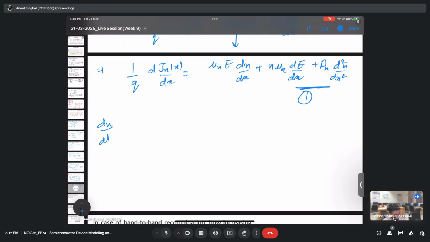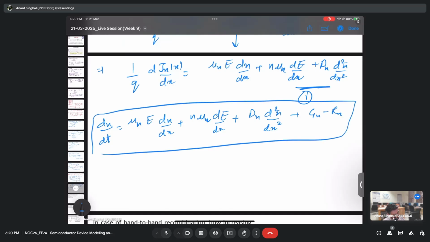and it will come out to be dn over dt is mu n E dn over dx plus n mu n dE over dx plus Dn d2n over dx2 and plus the Gn minus Rn. So this is the continuity equation for electrons.